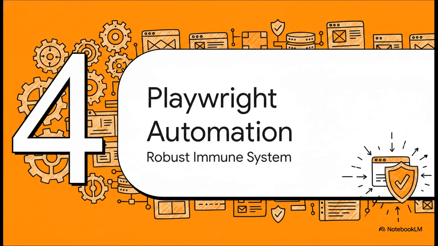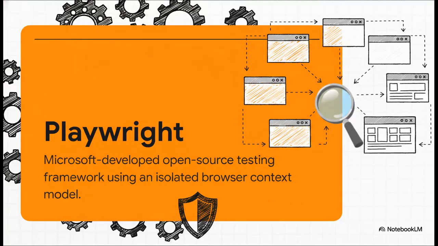Now, with agents running loose making changes, we need a robust immune system. Let's jump into Section 4, automated testing with Playwright. When AI agents rely on web interfaces, those interfaces absolutely cannot break. Playwright is a hugely popular Microsoft-developed open-source framework built exactly for this: end-to-end testing and web automation. What makes it a real game-changer is its isolated browser context model. Basically, it spins up a completely fresh, isolated environment for every single test, kind of like popping open a brand new incognito window each time. This ensures data doesn't leak between test runs and your web environment is rigorously validated.